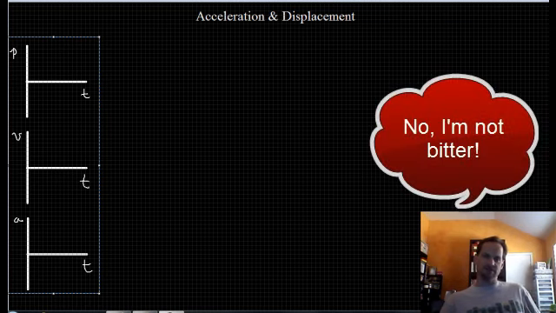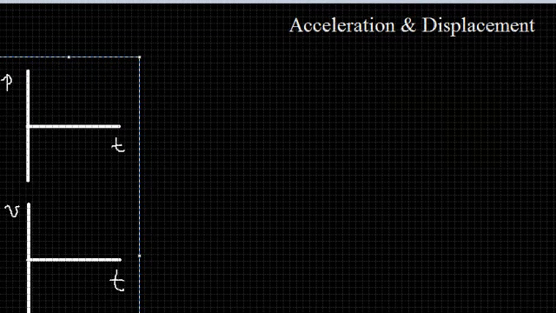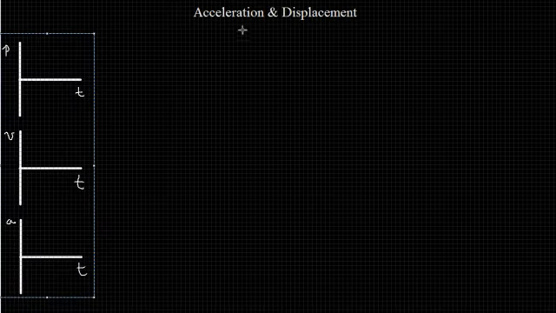So let's get started. You see the title on the screen, Acceleration and Displacement. We actually want to start with considering what we know about velocity. So let's just take a humdrum velocity here, like 8 meters a second.